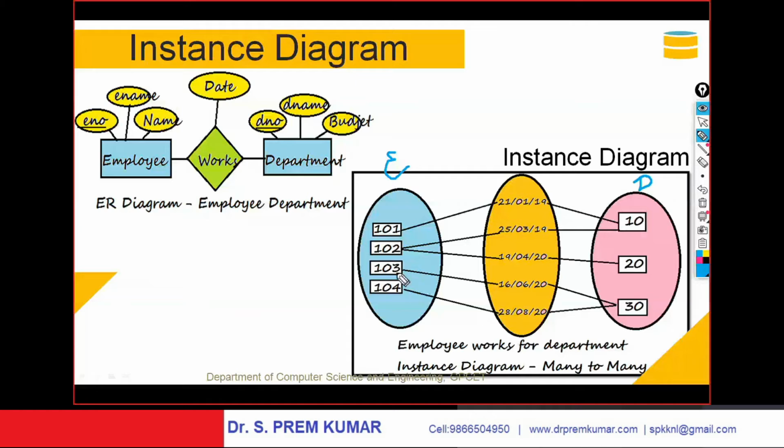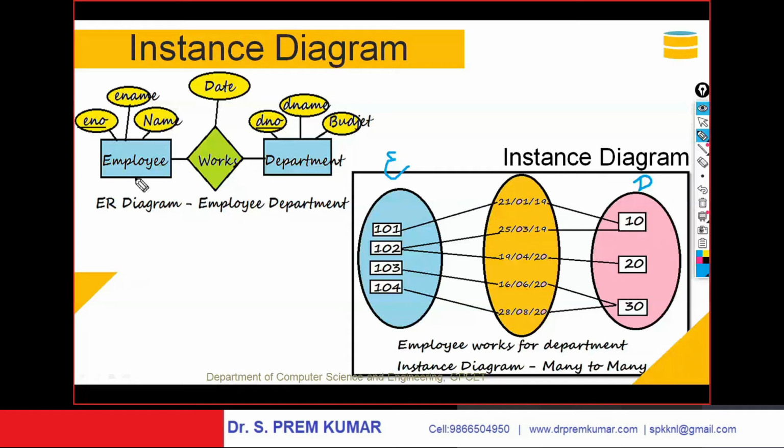Employee number 103 worked for department 30 up to 16/6/20. Employee number 104 worked for department number 30 up to 28/8/2020. This is called an instance diagram. If you take some piece of data like 101, 102, 103, department numbers 10, 20, 30, and you work out with that data and relate it, then it is called an instance diagram.